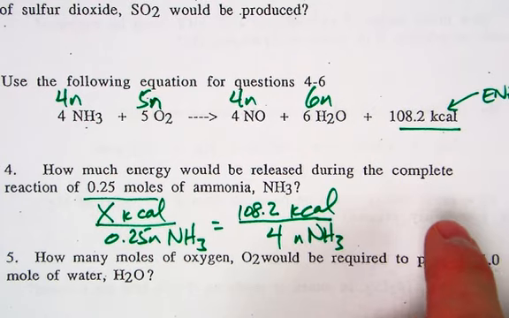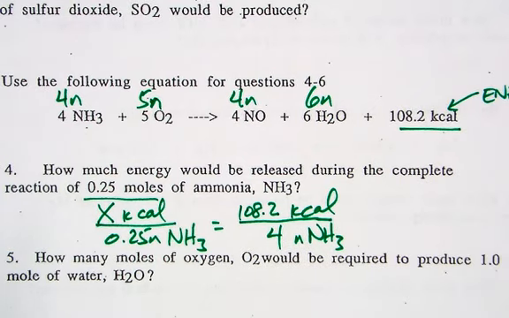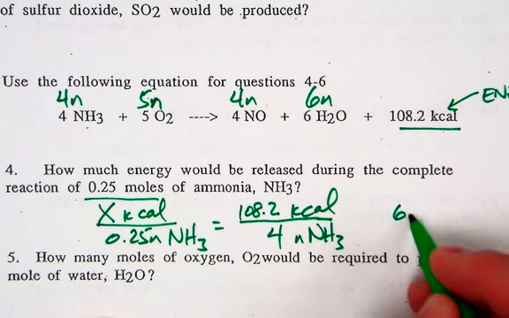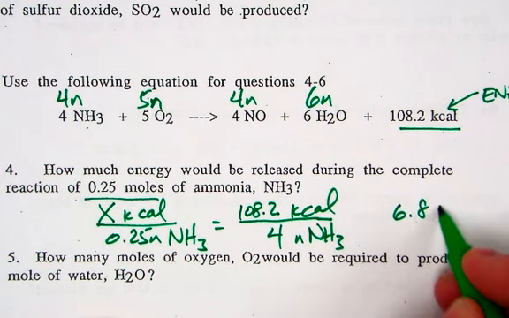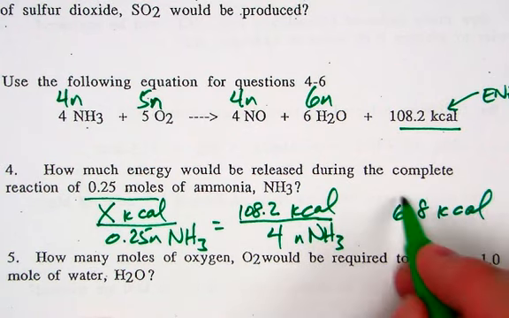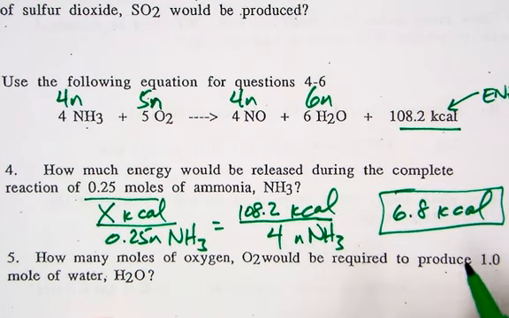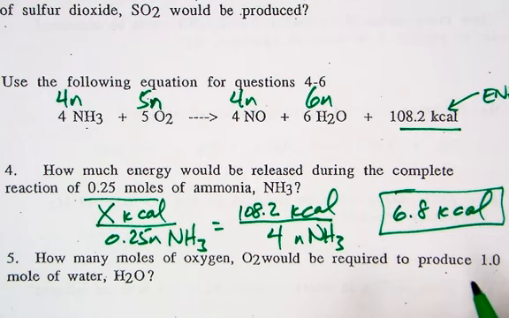Now we're going to do the math here, cross multiply and divide. So 0.25 times 108.2 and divide by 4, and we get about 6.8. Our units are kilocalories for our answer. So that's how we're going to do our mole-to-mole calculations using the equation.